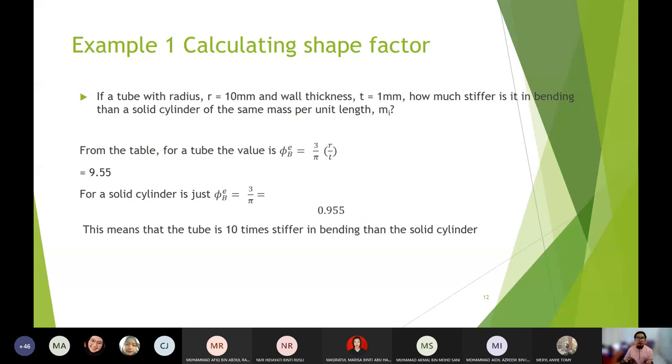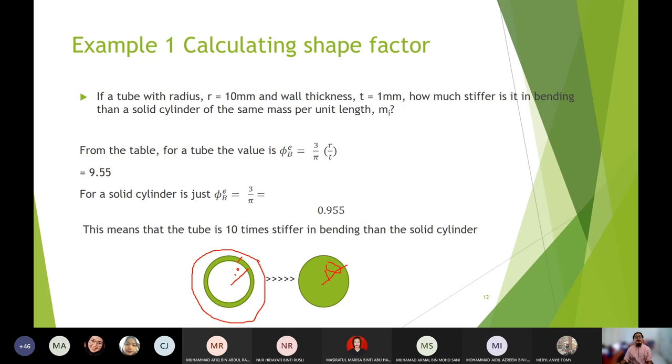Same goes to this cylinder with tube with a thickness of just 1 mm. Kalau katakanlah this is 1 mm, radius ni memang 10 lah. And I have this, so sama juga 10 mm. So because I have a hole here, it is 10 times more resistant to bending compared to a solid shape.